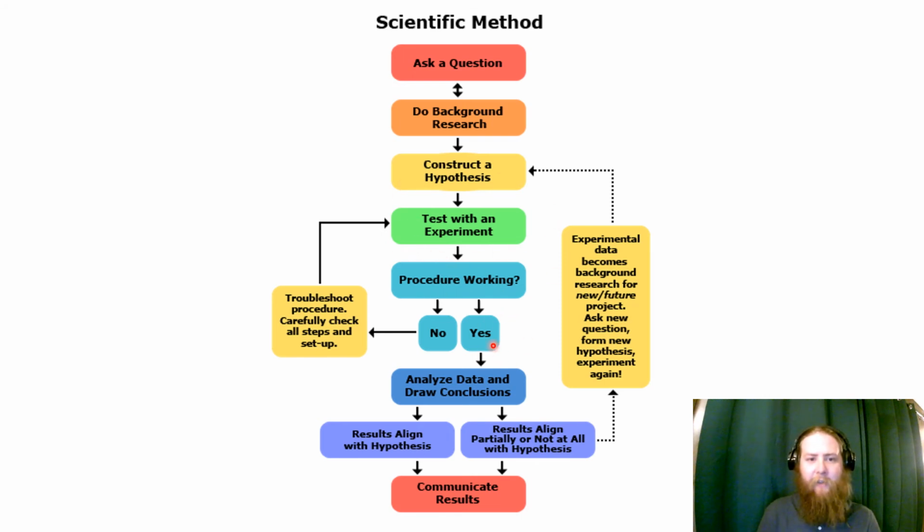But even if your experiment does work and you analyze your data and you draw conclusions and your data doesn't quite align all the way with a hypothesis, now you've done background research for your new project where you're asking a new question and you run a new experiment and you're getting this new data. And then after you go through that, now maybe the results are better aligned with the hypothesis. Now you can communicate it.